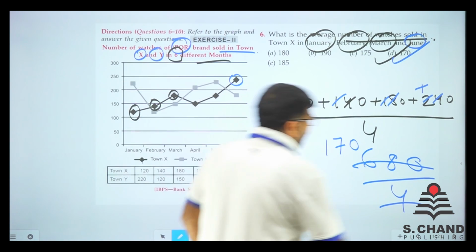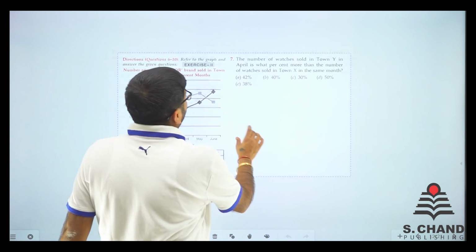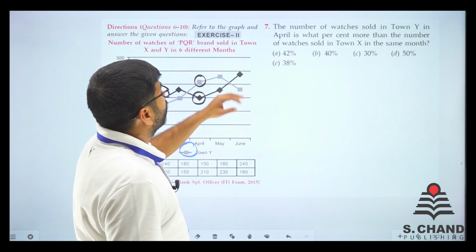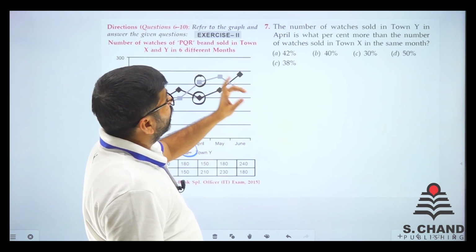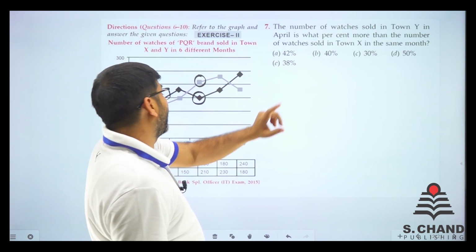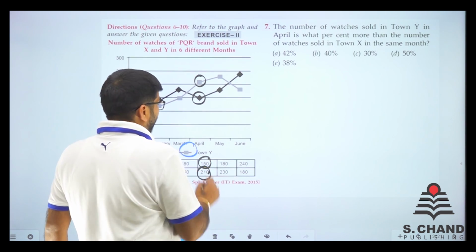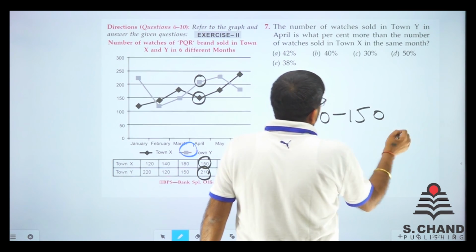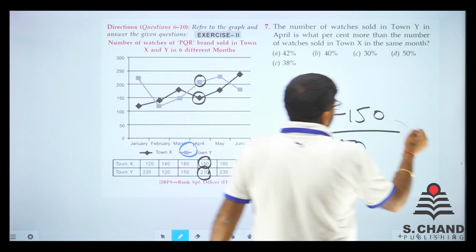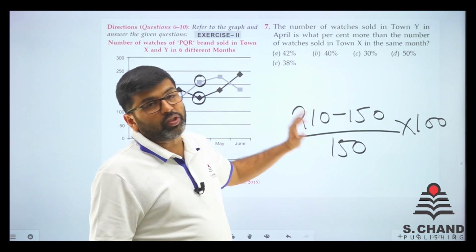Here we go, we have the new question with us. Question number 7, let's see what it says. We want to calculate the number of watches sold in town Y in April is what percent more than in town X. So 210 minus 150, divided by 150, into 100. That is the percentage that it is more.